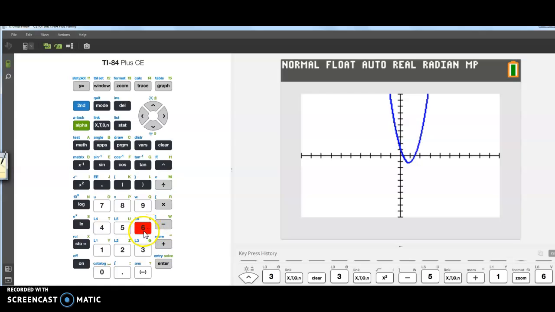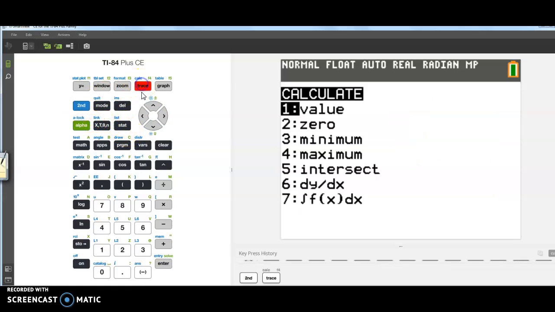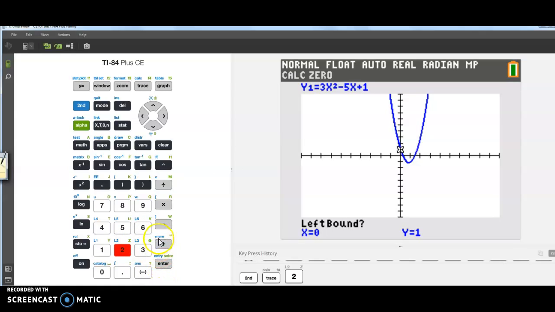Because my equation was equal to 0, the points that I'm looking for are the two places where this crosses the x-axis, because that is where the y value is 0. And my calculator has features to find them for me. So I'll go second and trace. I am looking for option 2, a 0. So I choose 2. And it will ask me for a left and right bound.